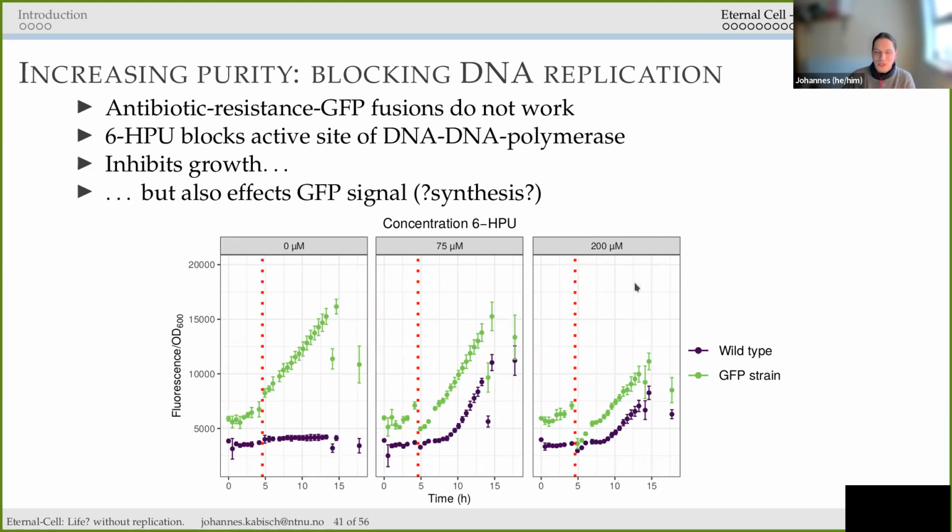So what we can see here, in purple, you see the wild type. All is well as long as we don't add any 6-HPO. This is our control. So we see wonderful GFP signals. But as soon as we start adding the 6-HPO, we get an equivalent signal from the wild type. So it seems to, we don't know, maybe it's autofluorescence or we don't know. So basically, this also doesn't work.